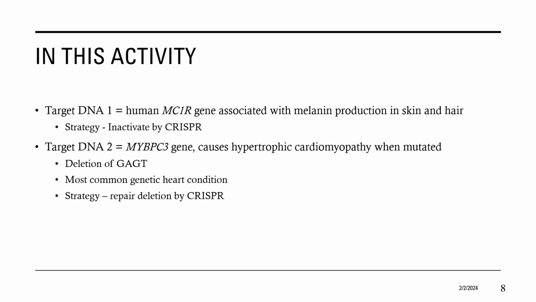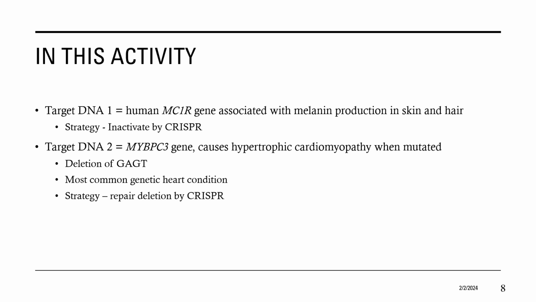This week's activity shows how two specific DNA sequences could be targeted using CRISPR-Cas9 technology. Both of these target sequences are from real genes. The target DNA 1 sequence is from the human MC1R gene. This gene is associated with melanin production in skin and hair. In this activity, CRISPR-Cas9 is used to inactivate the gene, which would be expected to cause a change in coloration.